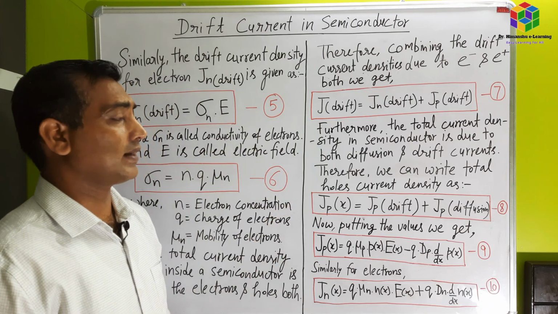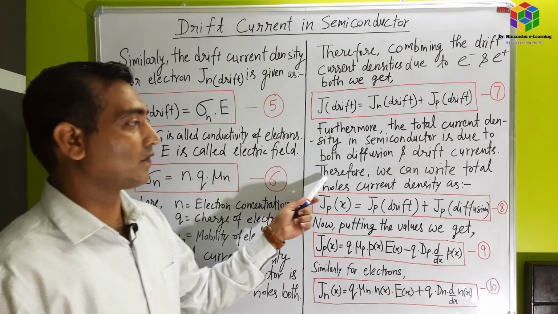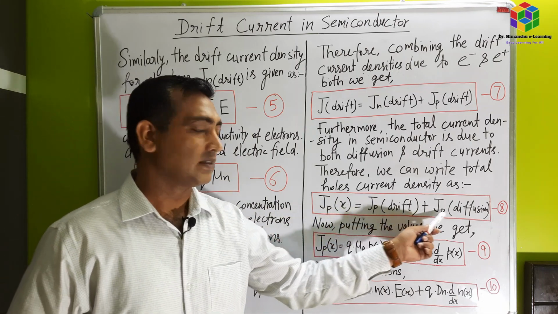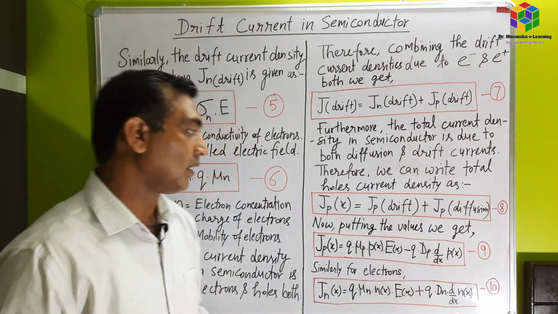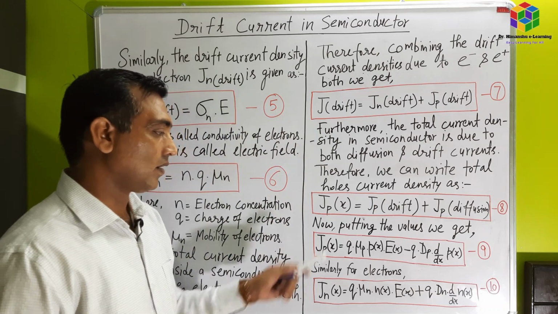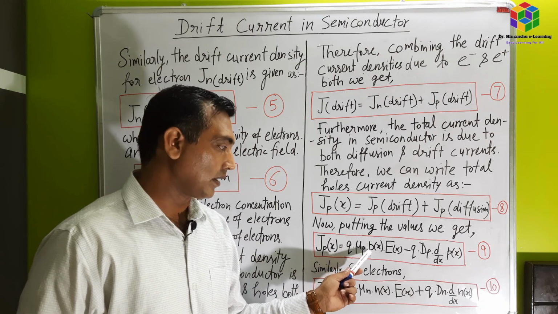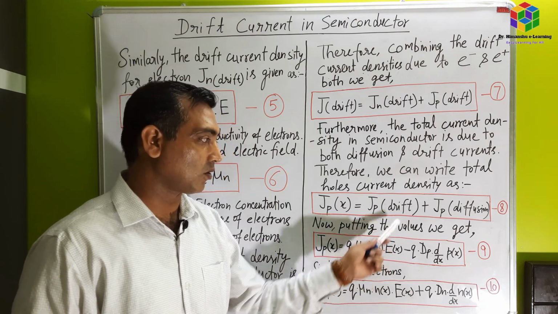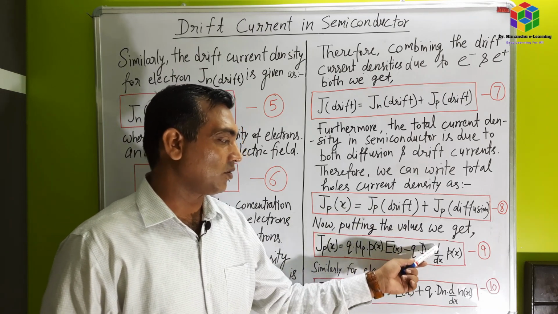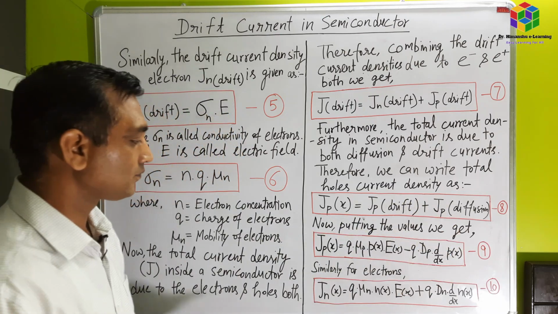Furthermore, the total current density in a semiconductor is due to both diffusion and drift currents. Therefore, we can write total hole current density as Jpx is equal to Jp drift plus Jp diffusion, that is our equation number 8. Now put the values of Jp drift and Jp diffusion from our previous discussion. We get Jpx is equal to q into mu p into p(x) into E(x), the electric field component, which represents the drift current, minus q into Dp into d by dx of p(x), that is the diffusion component. This is our equation number 9.